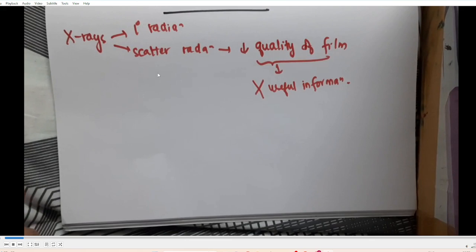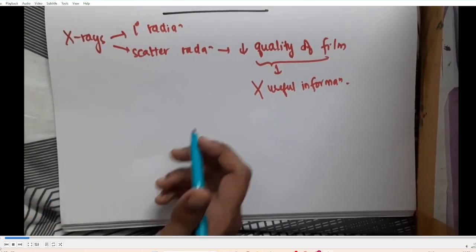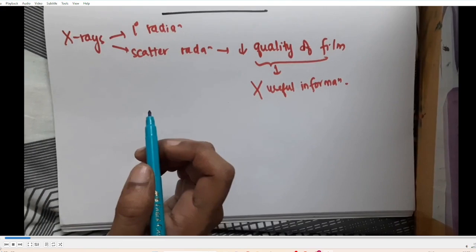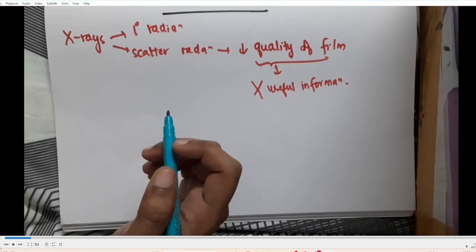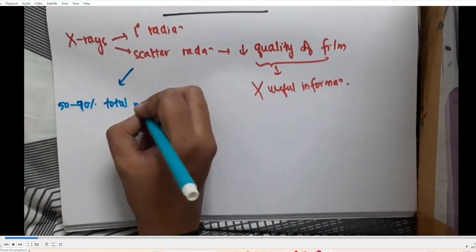Now the problem is scatter radiation, or secondary radiation. Scatter radiation detracts from, or decreases, film quality and contributes no useful information. How important is scatter radiation? How much of the density of an X-ray film is from scatter radiation? Several factors determine the importance of scatter radiation.